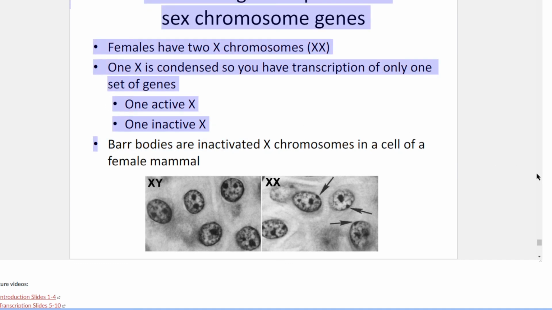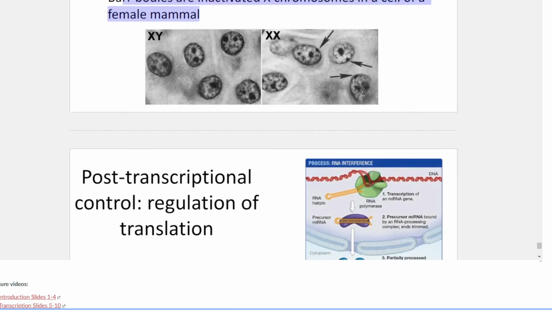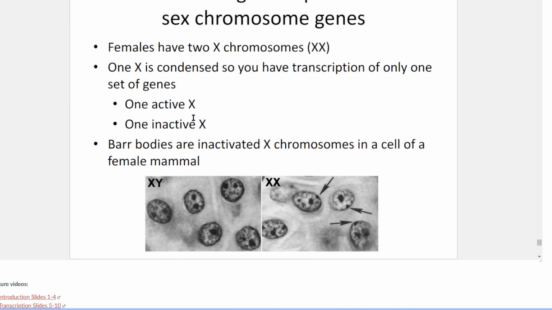So let's talk about Barr bodies. It's when we deactivate one X chromosome, because males don't do this since we have an X and a Y. Girls do. Girls are going to have Barr bodies because two active X's would be redundant. So one is always inactive. That inactive one is called the Barr body.